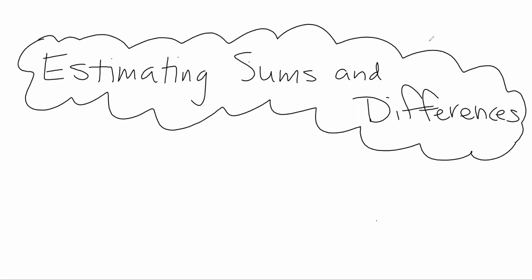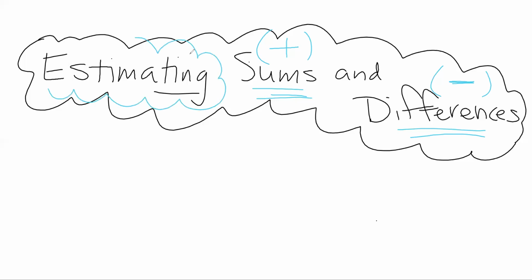Today we're going to be talking about estimating sums and differences. So let's break that apart to start. If we're talking about sums, we're talking about the answer to an addition problem. If we're talking about differences, we're talking about the answer to a subtraction problem. Those are the skills we know: we know how to add, we know how to subtract. Then layering in the new skill is this idea of estimating the sums and differences.